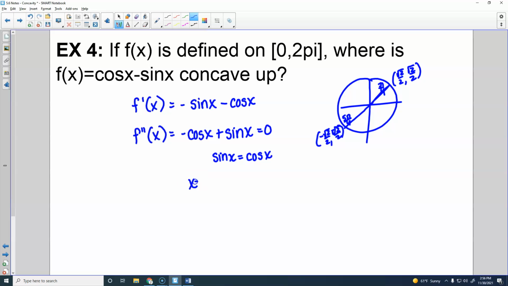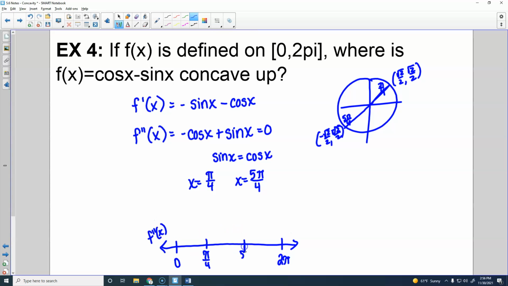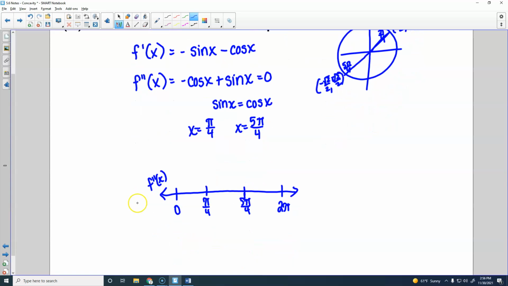So we got x equals pi over 4, and x equals 5 pi over 4. We're going to make ourselves a line here, and we're going to look from 0 to 2 pi, and then we're going to put pi over 4 and 5 pi over 4.